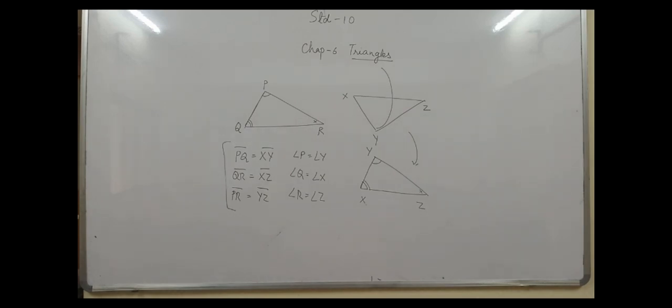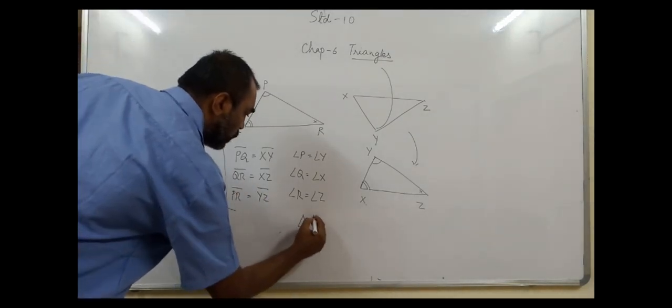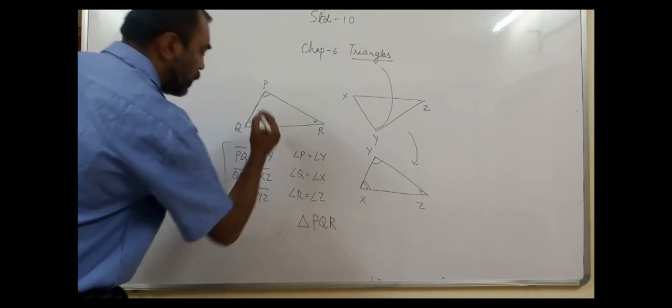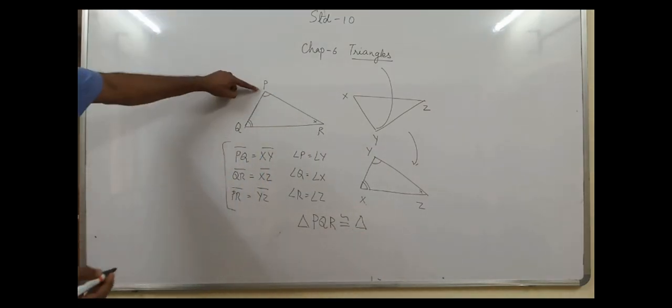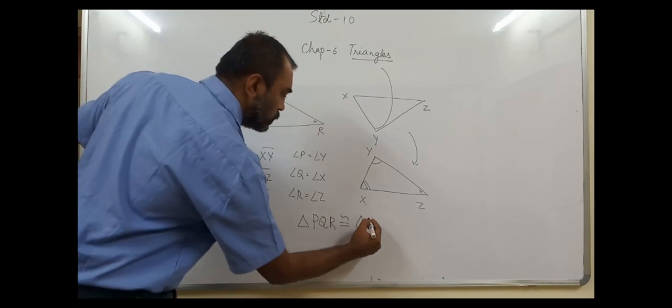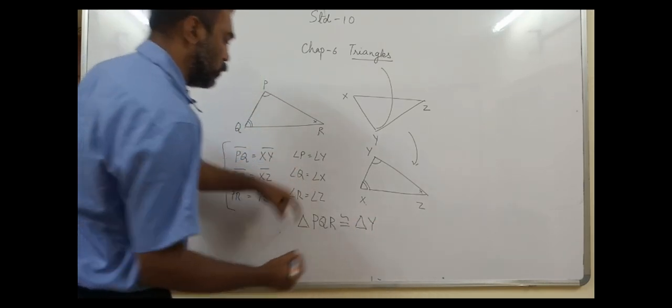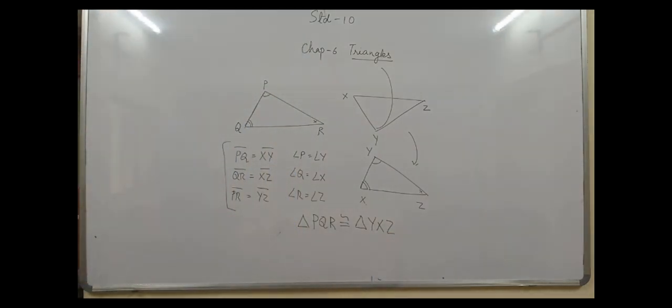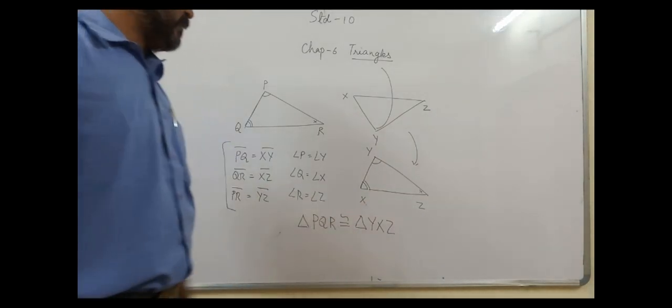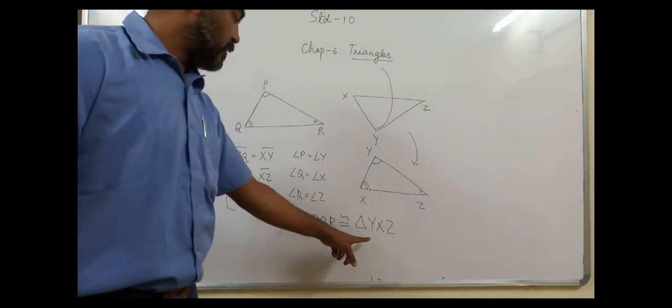And how do we write the congruency? We write the congruency as triangle PQR is congruent to triangle... So what is P congruent to? Y. So I have to write the order Y. Q is congruent to X, Z. So triangle PQR is congruent to triangle YXZ. So remember, triangle PQR is not congruent to XYZ. You have to write exactly where it corresponds.